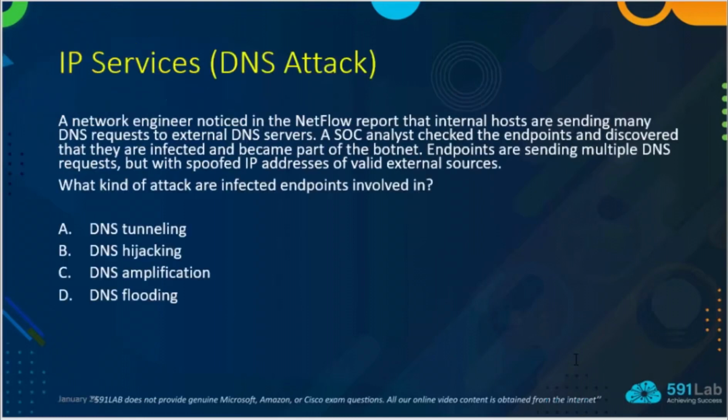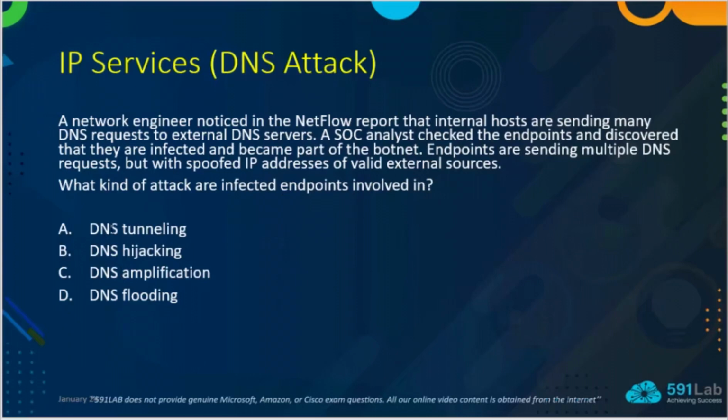All right. So now, coming back to our questions, let's look at this carefully. Here it says endpoints are sending multiple DNS requests, but with a spoofed IP address of a valid external source. So meaning that an external source, which is the attacker, is now using the IP address of a valid host in that particular organization to send a DNS request. And what do we call that?